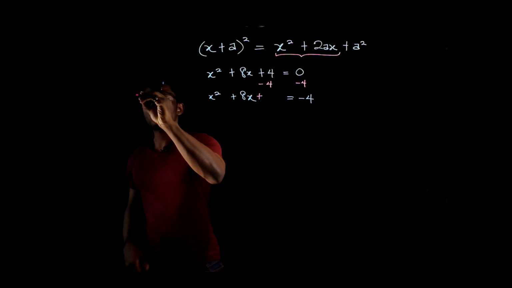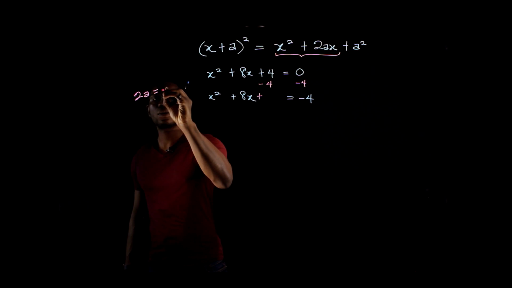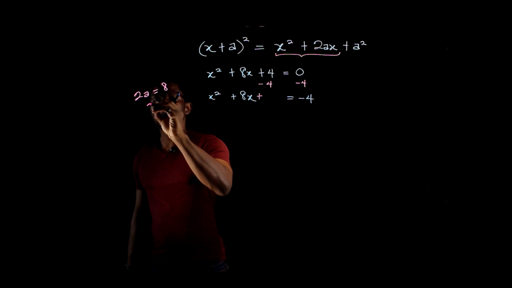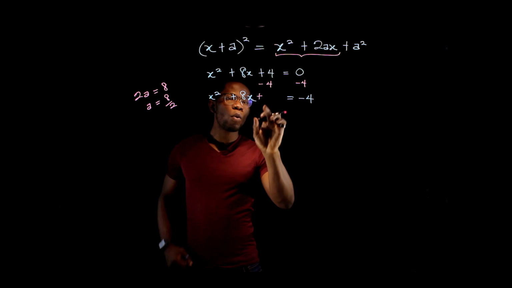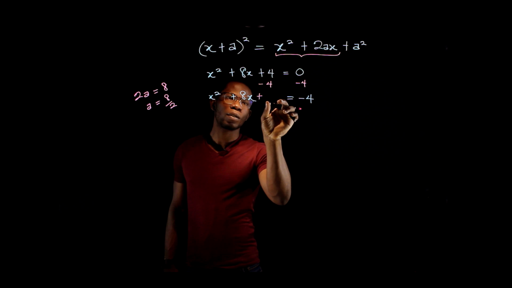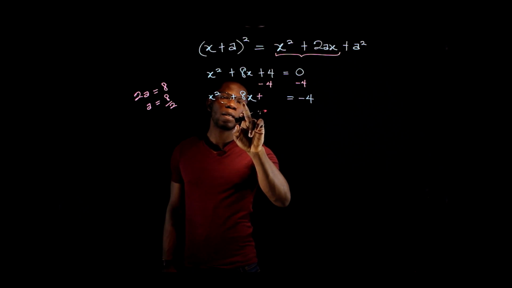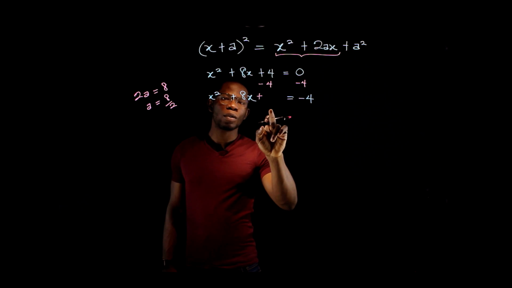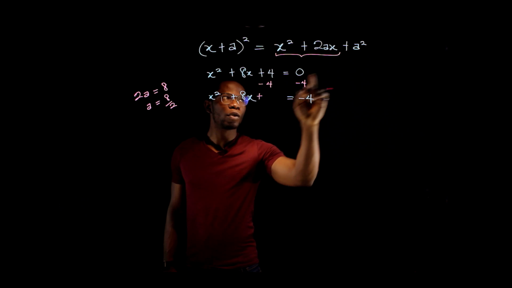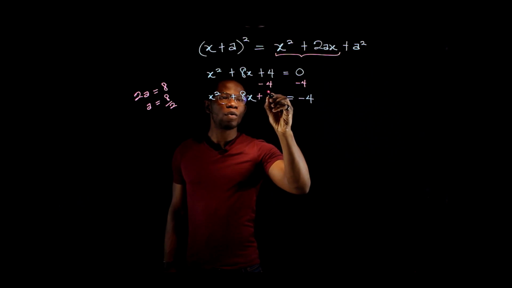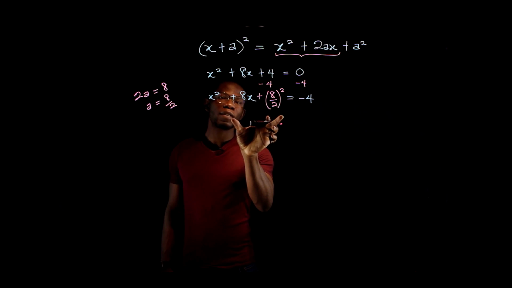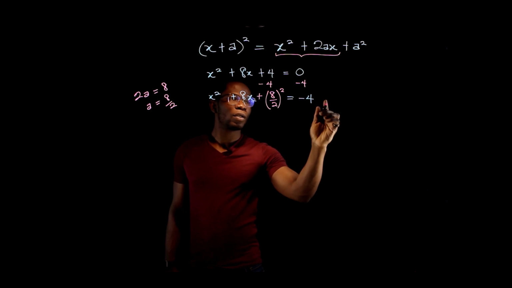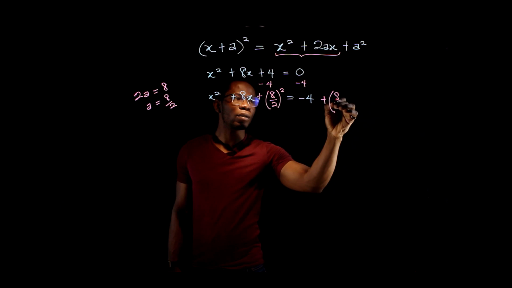So if 2a equals 8, therefore a equals 8 over 2. So what we need to do to complete the square on this side of the equation is to take the middle term here, which is 8, and divide it by 2. That gives us our a, and then we square it, because what we're trying to add is a squared. So if we do that, we have (8 divided by 2) squared. But whatever we do to this left side of the equation, we have to do to the right side of the equation as well. So we have to add the same thing to this side of the equation.